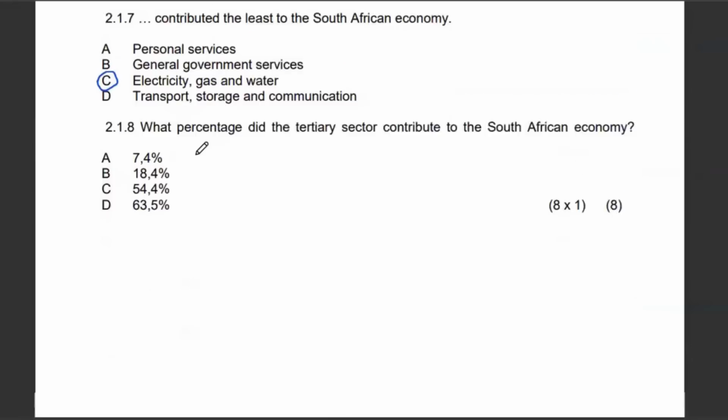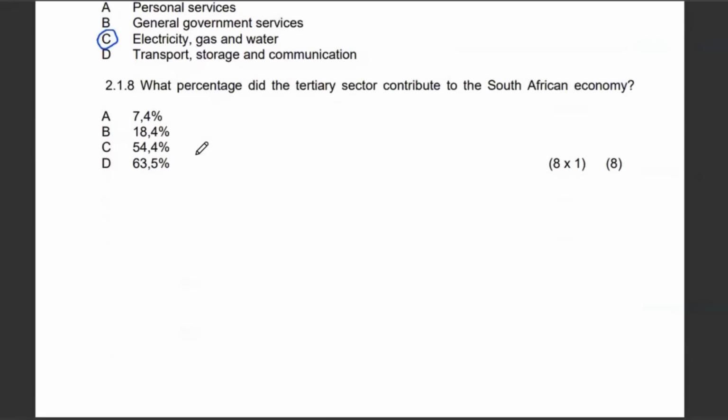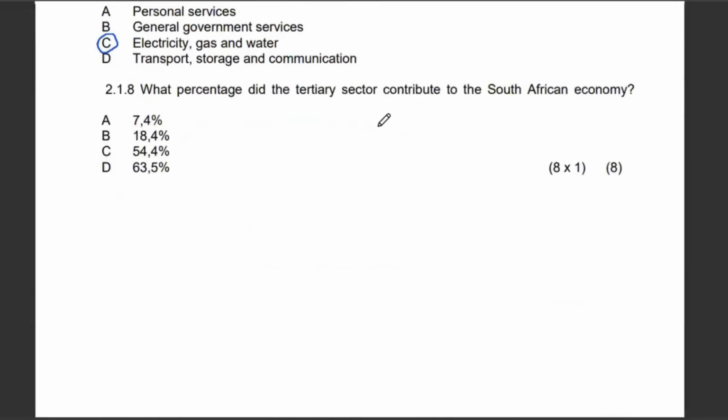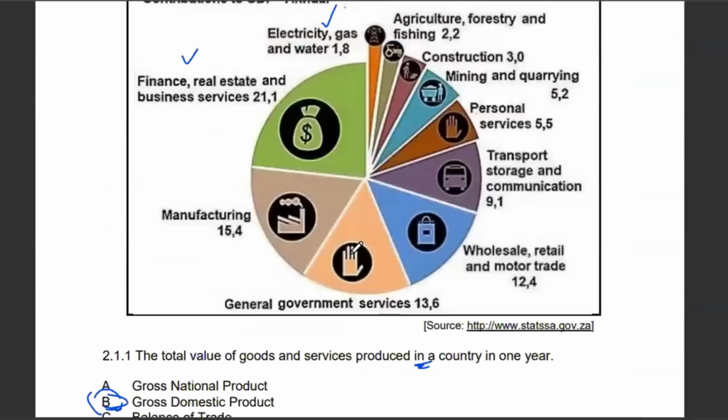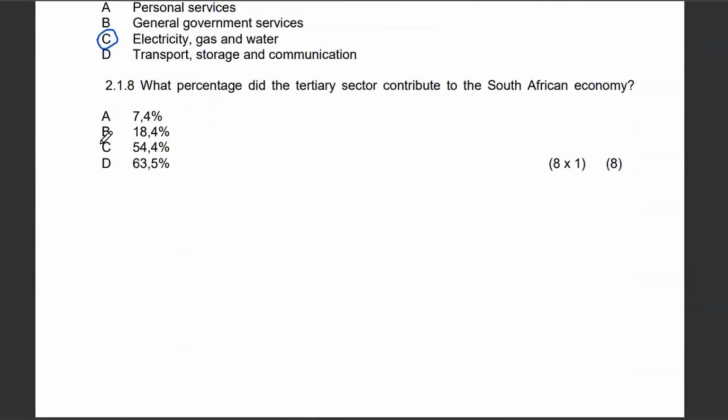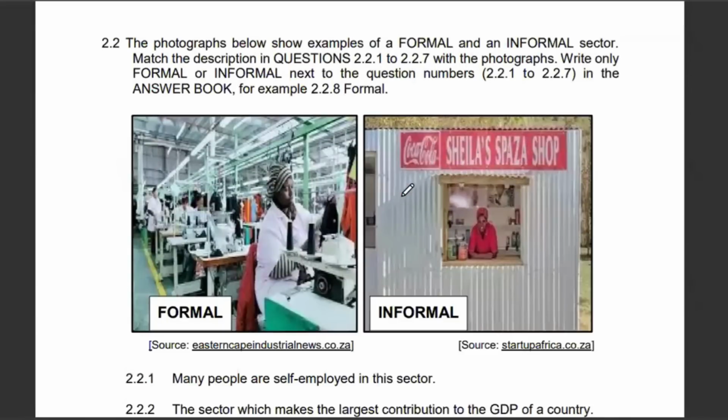Right, move on to 218. What percentage did the tertiary sector contribute to the South African economy? We need to analyze and look at the tertiary sector and see how much it contributed. We have to add up the percentages of the tertiary sector. If we add them correctly and identify them correctly, we are going to get a response of 58.4, which is B. Right, that takes us to the end of the first part of question number 2, which is question 2.1. We are moving on to 2.2.